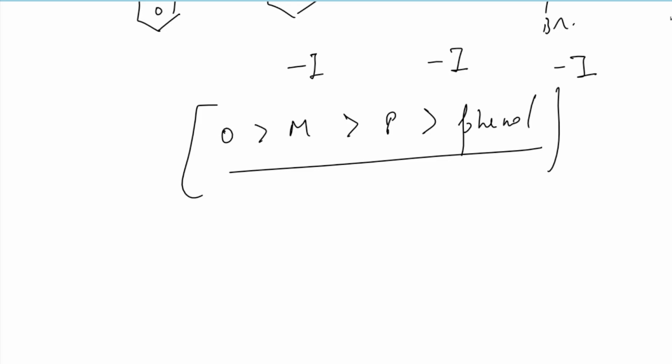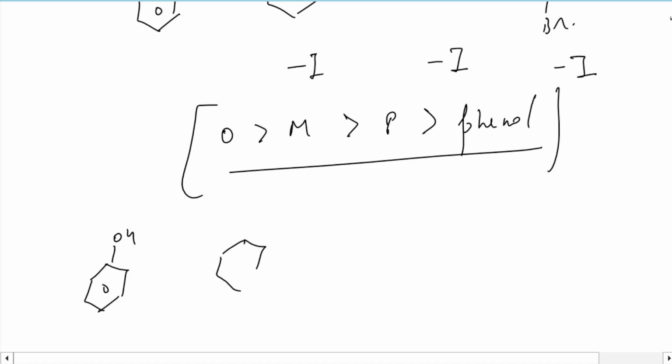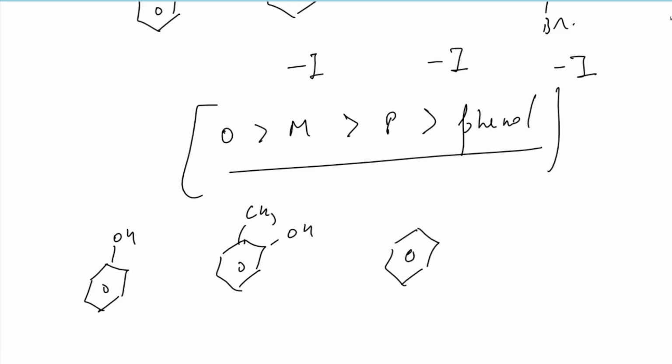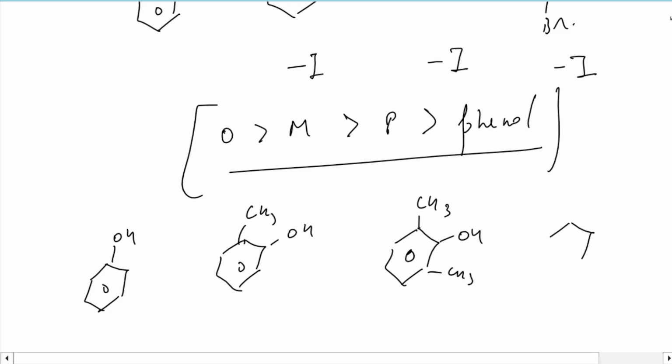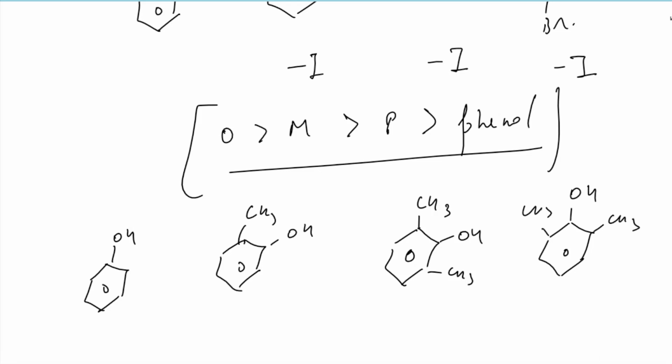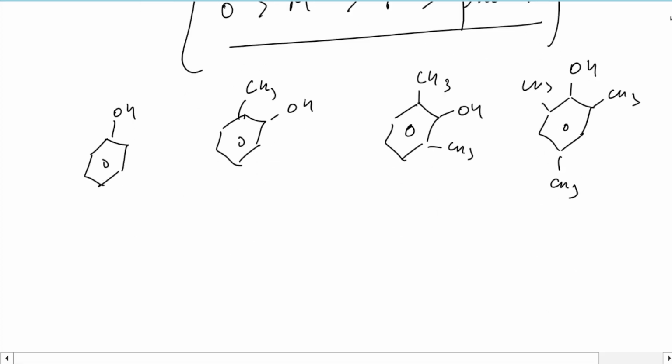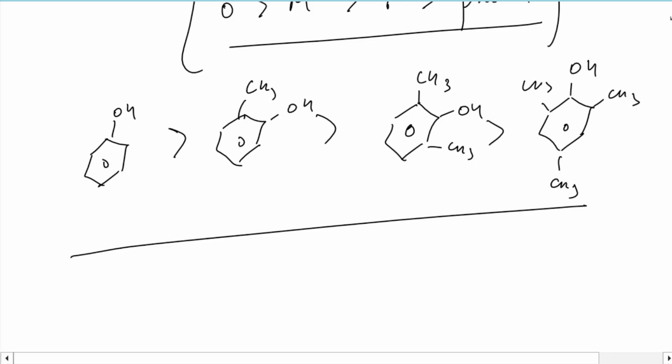Next to this, what comes is, we can take as many orders as we want. OH, CH3, OH. So, the most acidic will be this, then this, then this, then this. Okay. So, plus I is maximum here, hyperconjugation is maximum here, then plus I, then this.